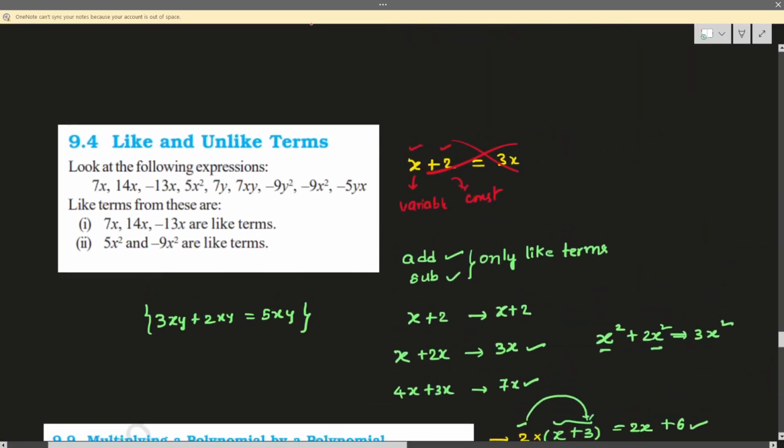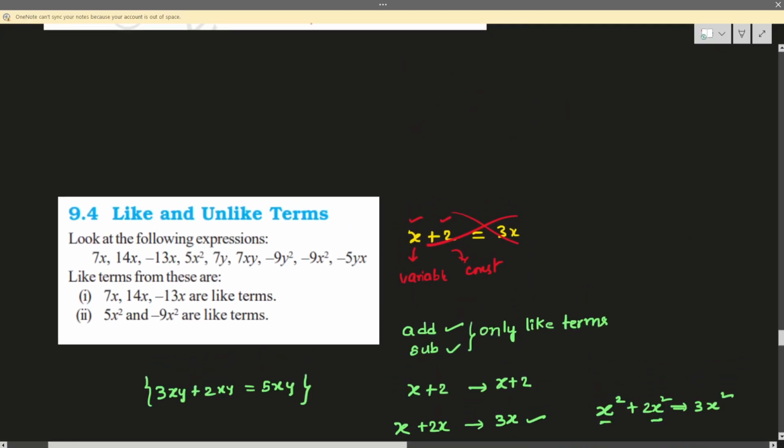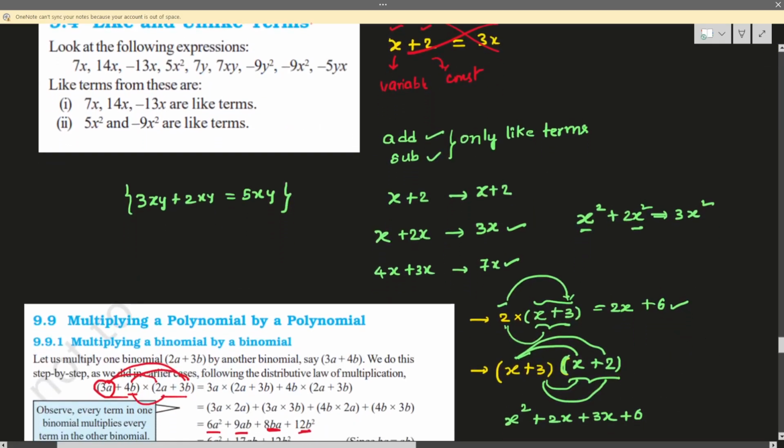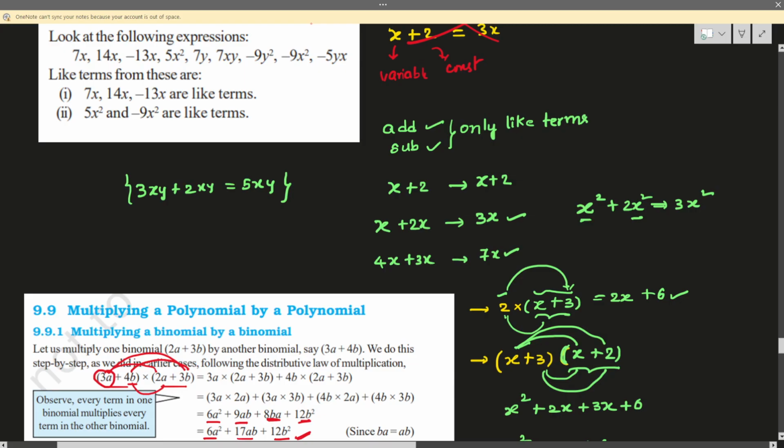After pausing the video, go back to the video from the first minute and just revise what is a variable, what is a term, what is a constant, and how algebraic expressions are formed. Then you will have much more clarity on what you are learning.